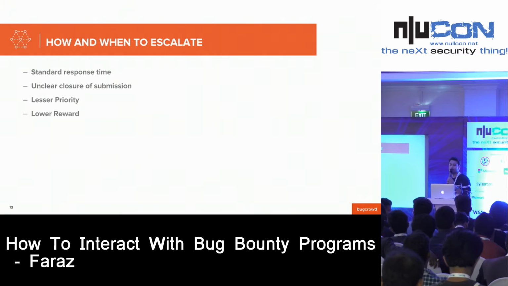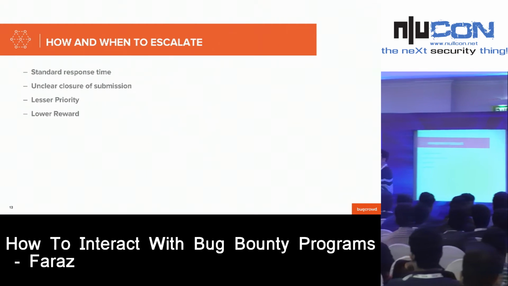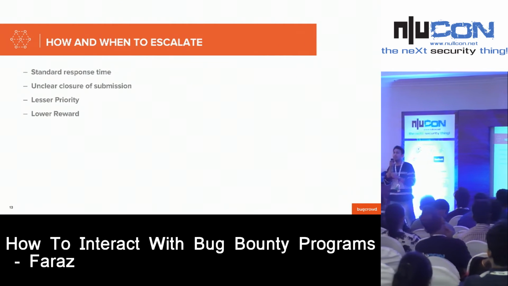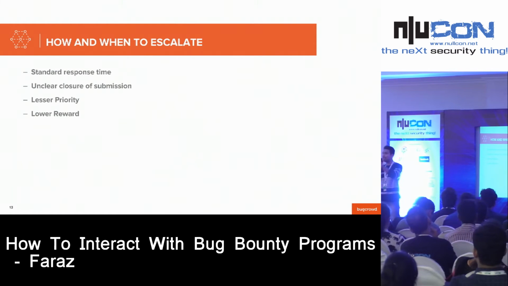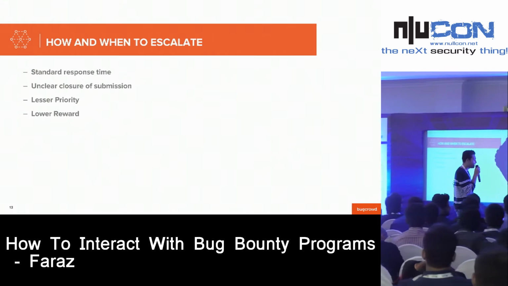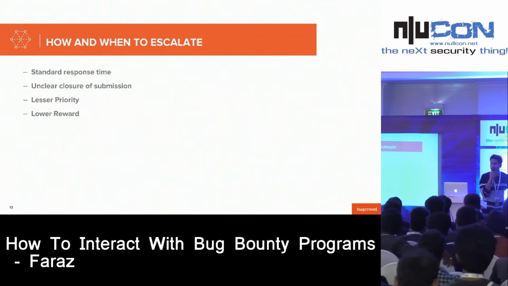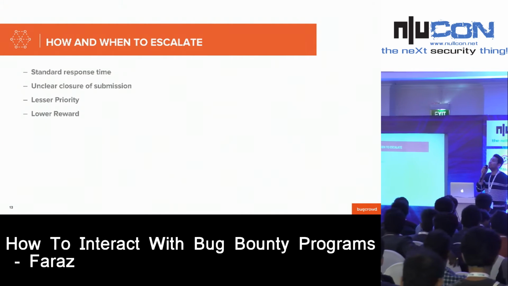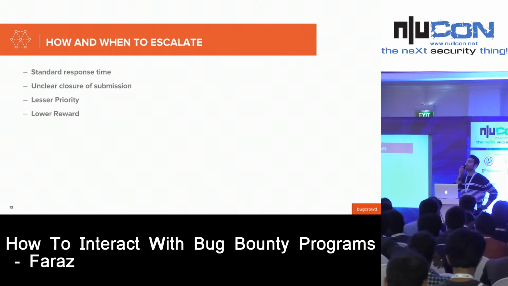How and when to escalate? So this is the one about your question, the one you asked. You asked that your submission was closed as NA, right? And later on, you submitted the same bug and it was accepted, right? Oh, it was duplicated.